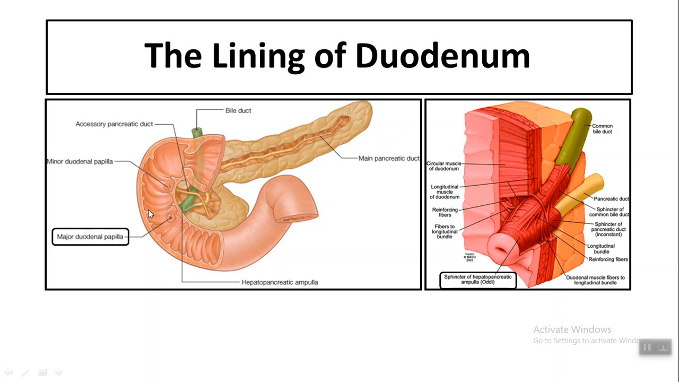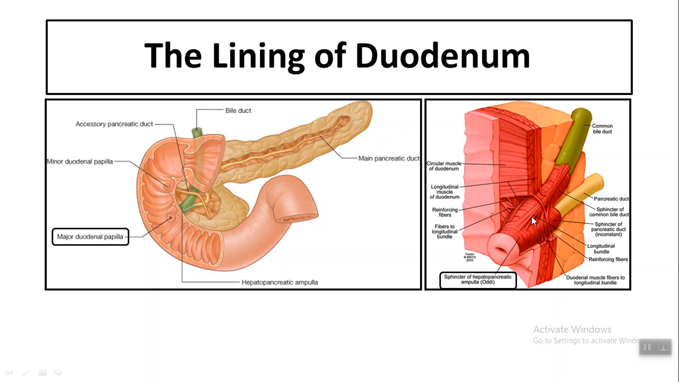At the middle of the descending part of the duodenum, or the second part of the duodenum, we have the major duodenal papilla, which is caused by the entrance of the common bile duct and the pancreatic duct. The common bile duct and the pancreatic duct form a common ampulla that opens into the second part of the duodenum and causes elevation of the mucous membrane, the major duodenal papilla.